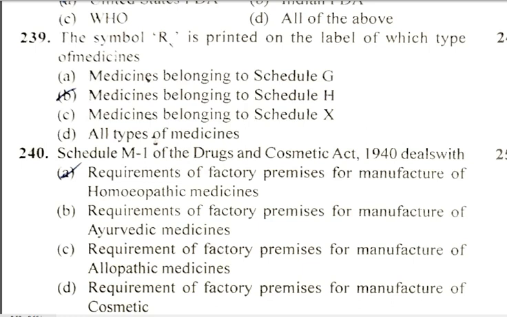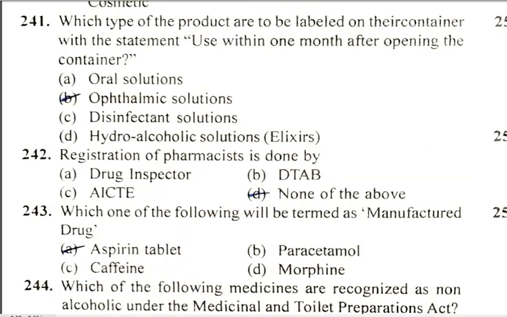The symbol Rx is printed on the label of which type of medicines? Medicines belonging to Schedule H. Schedule M1 of the Drugs and Cosmetic Act 1940 deals with the requirement of factory premises for the manufacture of homeopathic medicines. Which type of product is to be labeled on the container with the statement use within 1 month after opening the container? That is ophthalmic solutions.